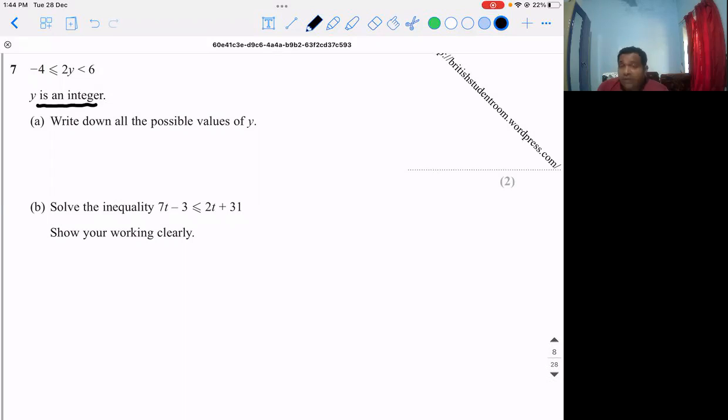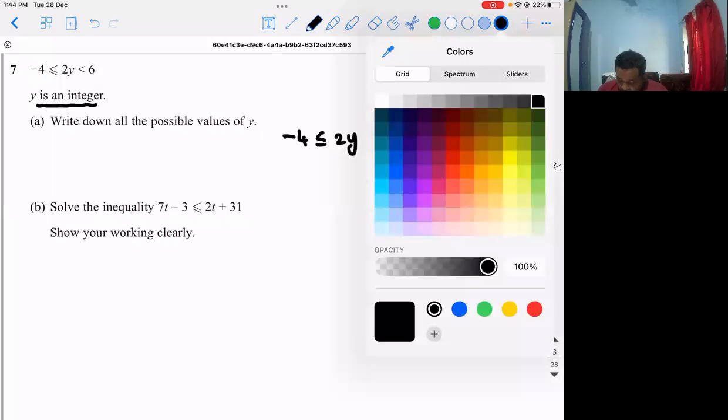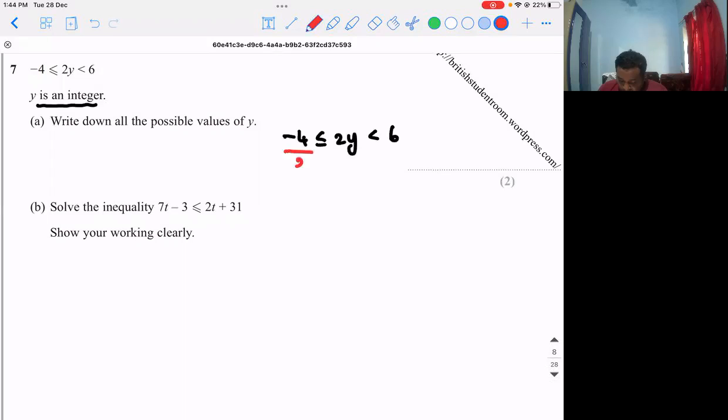Therefore, what is the value of y? What about y? So if you want the value of y, we can divide all these terms by 2 so that it becomes y, right? So -4 over 2 is -2, and 6 over 2 is 3. So -2 less than or equal to y less than 3. And y is what? An integer.